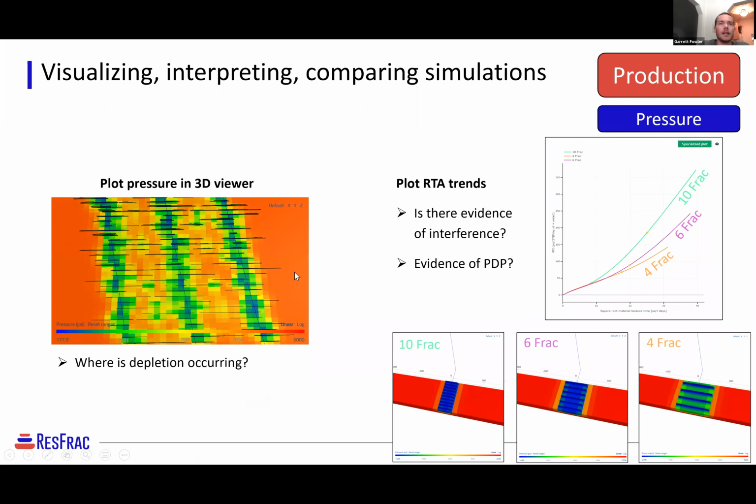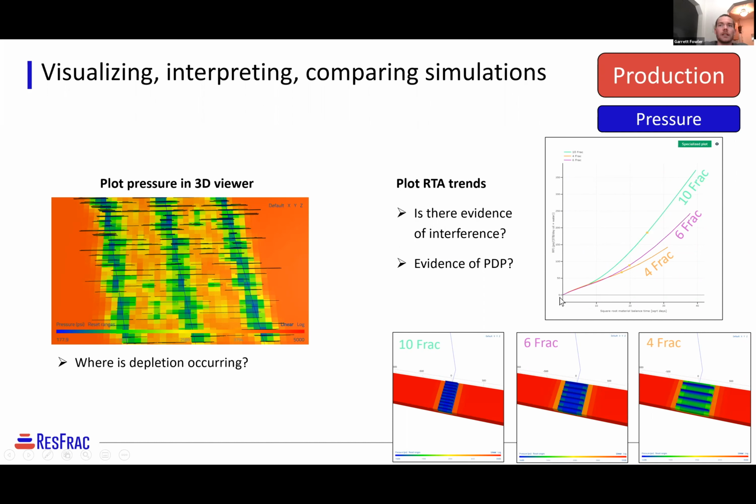And then finally, pressure. Pressure may be the single most important attribute that I look at when comparing simulations, because it tells me so many things. It can tell me whether the fracture is infinite conductivity or not, and the drainage region or drainage extent of each of my fractures, as well as if I look and average it across the well. And if I combine that with an RTA plot, I can often see pressure interference that is occurring.